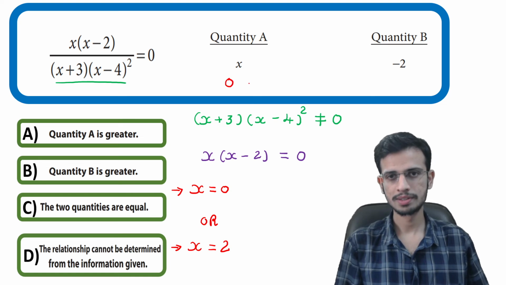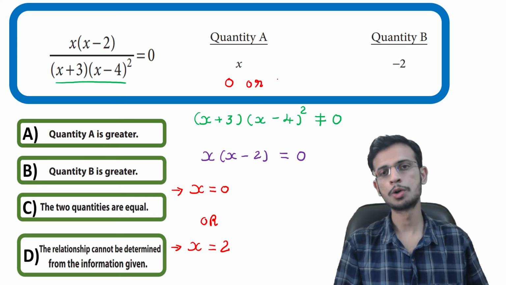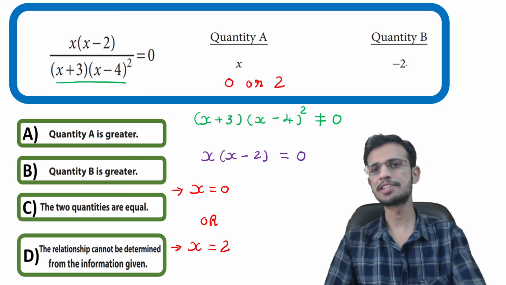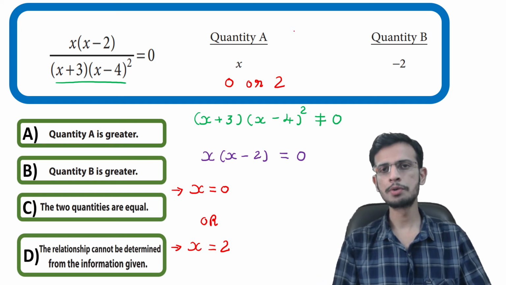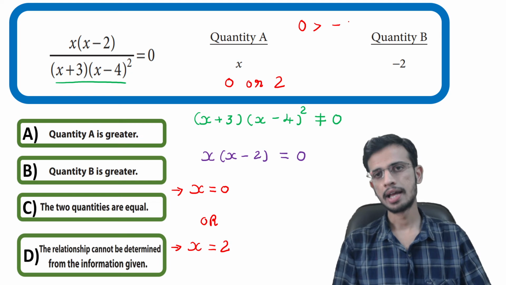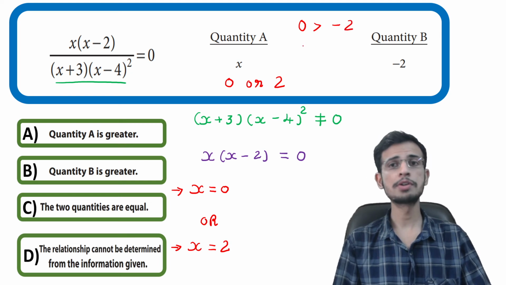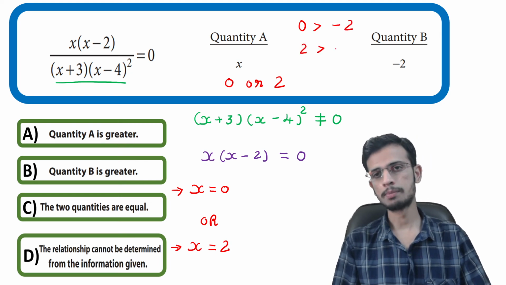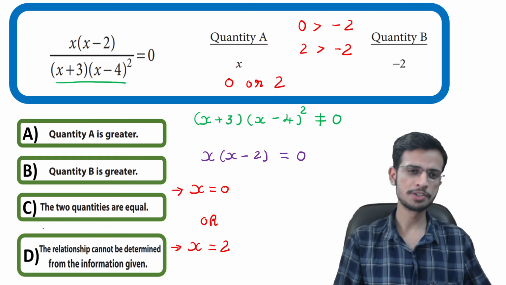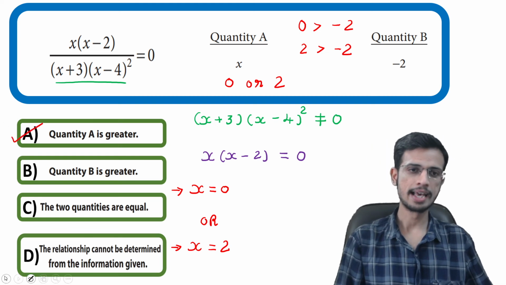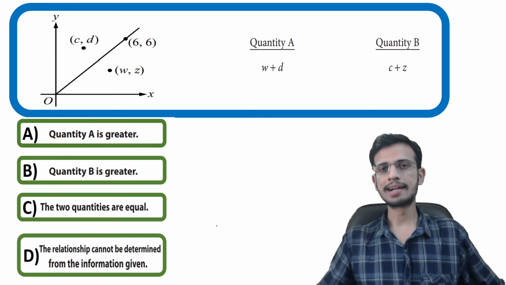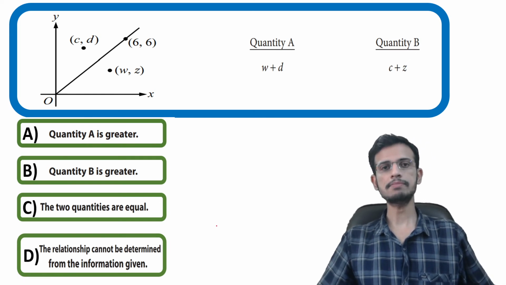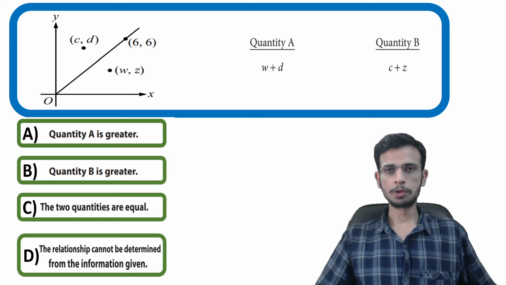Either 0 or 2. Quantity B is fixed, minus 2. So in both cases, if you compare 0 with minus 2, you will say 0 is greater than minus 2. And if you compare 2 with minus 2, you will say 2 is greater than minus 2. So in both cases, quantity A will be greater, so we will choose option A as the correct answer. Right? So option A will be the correct answer for this question. And let's move on to the next question.